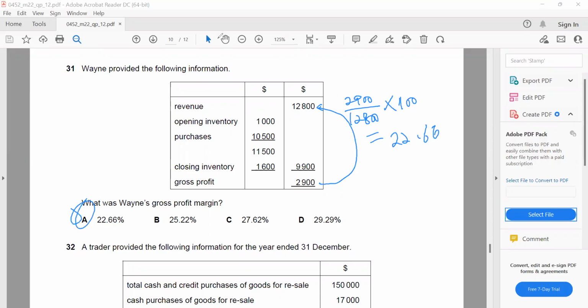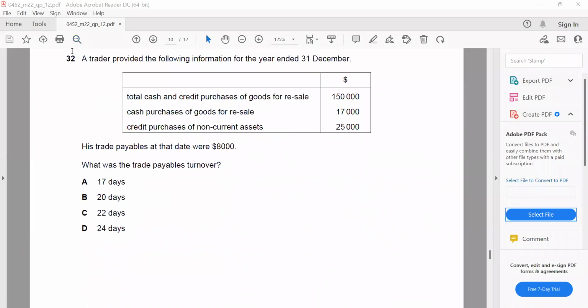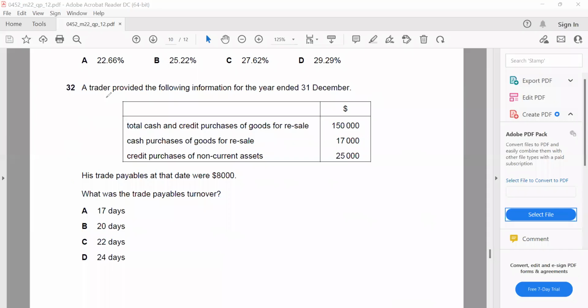Okay, now next. A trader provides the following information for the year ended. Total cash and credit purchases of goods for resale, and cash purchases of goods for resale. So the difference between these two, 150 minus 17, so 133. This is the credit purchases. Okay, credit purchase of the non-current asset.